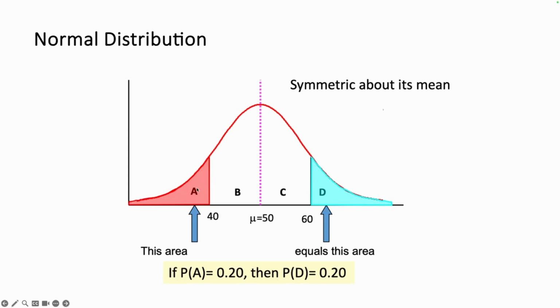So with that, you have four sections on the graph: A, B, C, and D. As I mentioned earlier, the normal distribution is symmetric about its mean. That's why the area under the curve for this particular section, which is A, will be equal to the area under the curve for this section, which is D. The way to denote this will be probability of A equal to 0.2 and probability of D equal to 0.2. I have assumed that this particular area is 0.2, which is equal to this particular area.